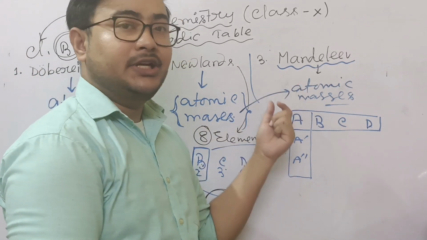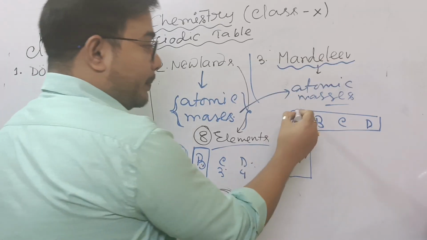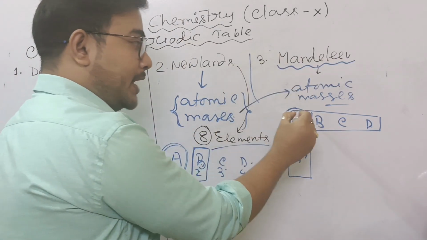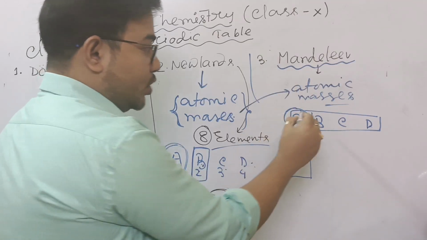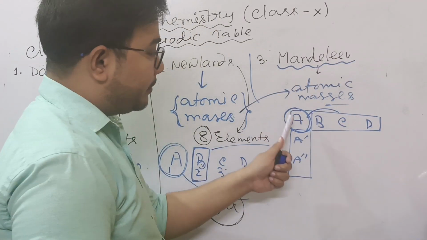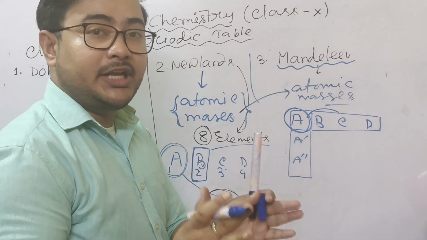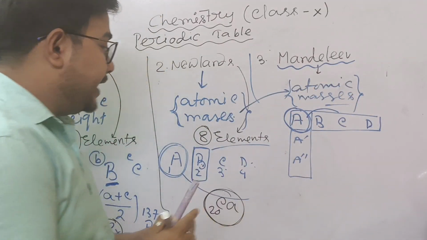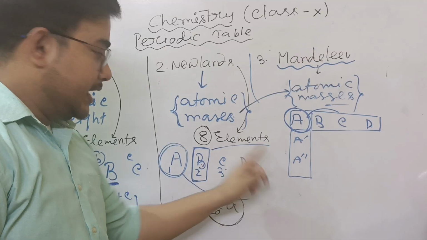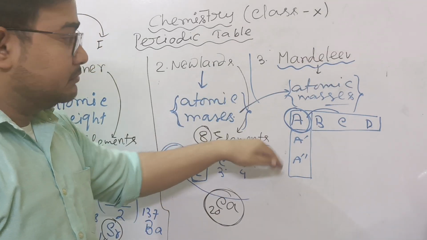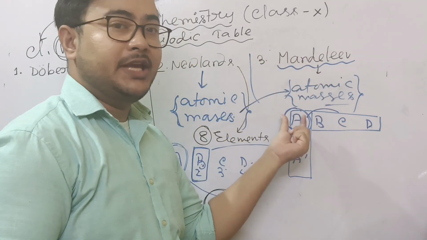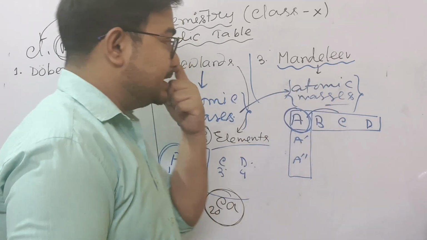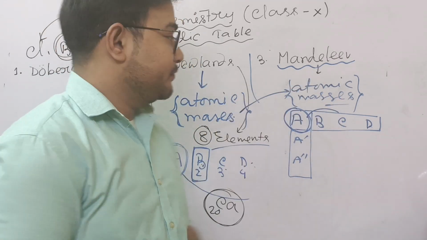But Mendeleev's periodic law, compared with Newlands, says that the properties of the elements are the periodic function of their atomic masses. Try to understand. Here, the properties of the element reappear at 8, but Mendeleev's law says the properties of the elements are the periodic function of their atomic masses. Try to understand, this word is important: periodic function.